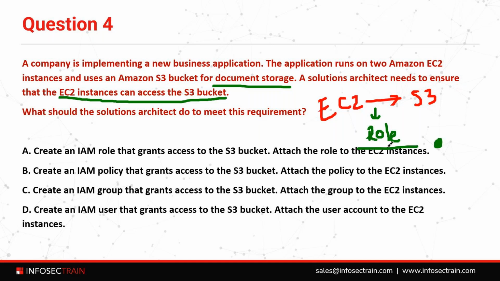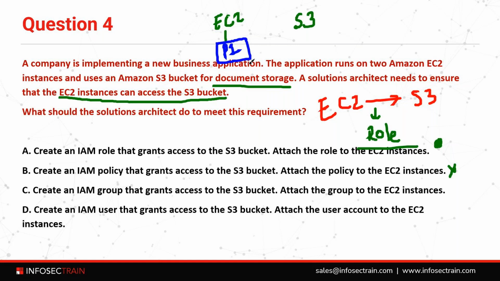Next: create an IAM policy that grants access to the respective S3 bucket, and attach the policy to the respective EC2 instance. This is not going to work, because you still need an IAM role. A policy is there to control the access, but if there is no bridge... Suppose EC2 is here and this is S3, and in the EC2 I attach a particular policy to allow this, allow that, whatever it is. Will the communication take place? No, it will not. You need to have this bridge in place.